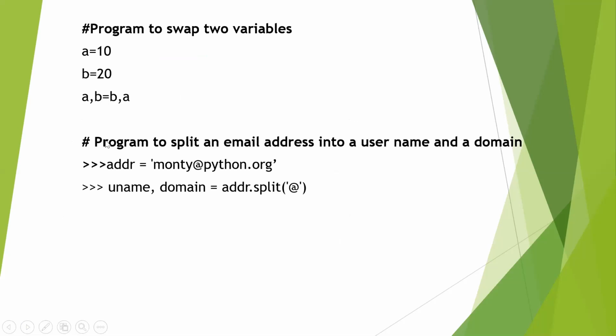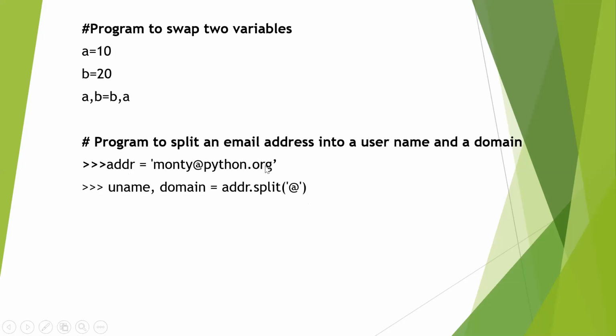Now, similarly, if you want to split an email address, the email address consists of both a username and a domain. So the username here is monty and the domain here is python.org. I want to split it and assign the parts. We know that for splitting a string, you've got a function called split. So I just say the string name, addr dot split. Based on what am I trying to split it? Based on this @ symbol. So I say the addr dot split function, split it based on this @ symbol.